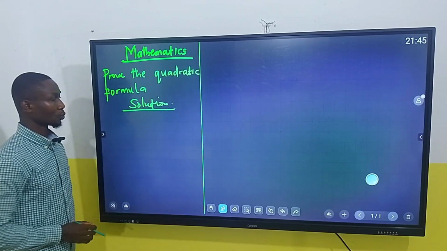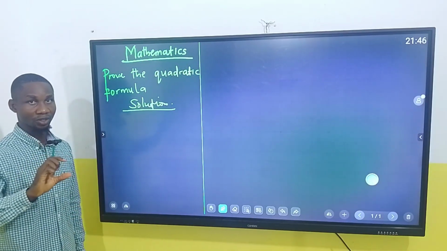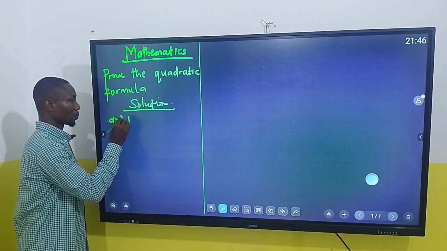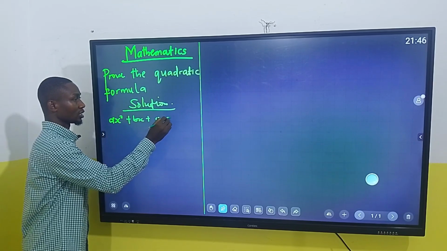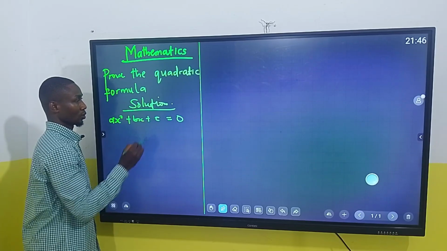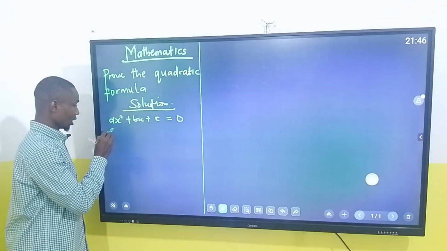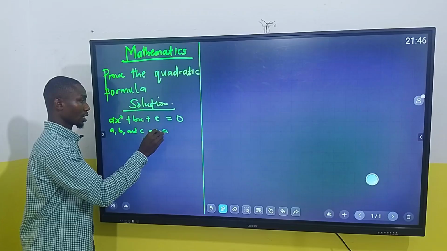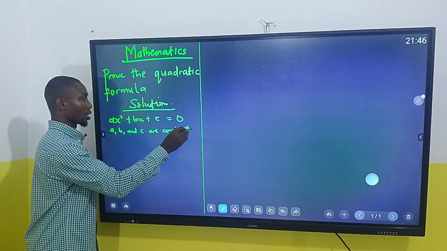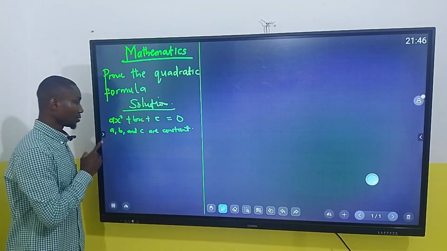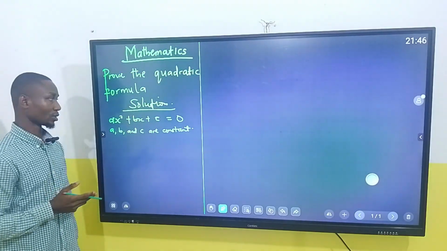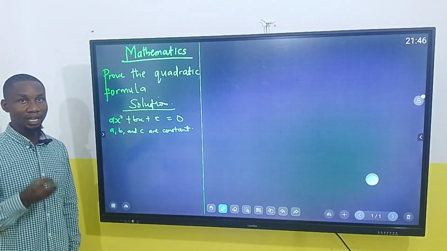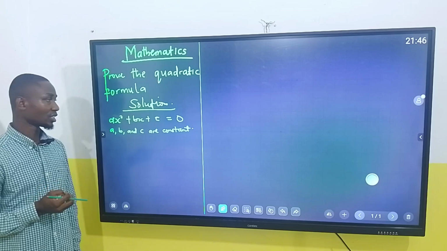After writing your solution, we have to write down a general equation for a quadratic equation, which is as squared plus bs plus c is equal to 0. We should note that a, b, and c are constants. Since a, b, and c are constants, s here is our what? Variable. And how do we get this formula? We simply get this formula by making s subject of the formula.